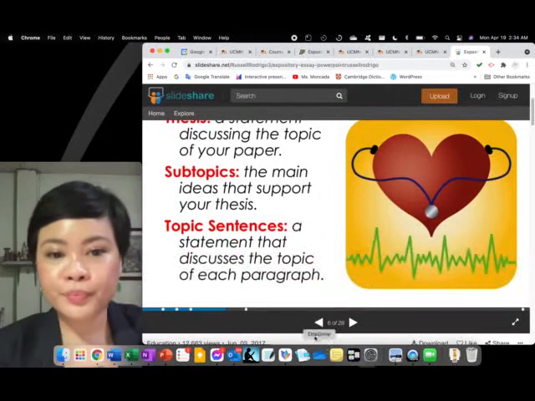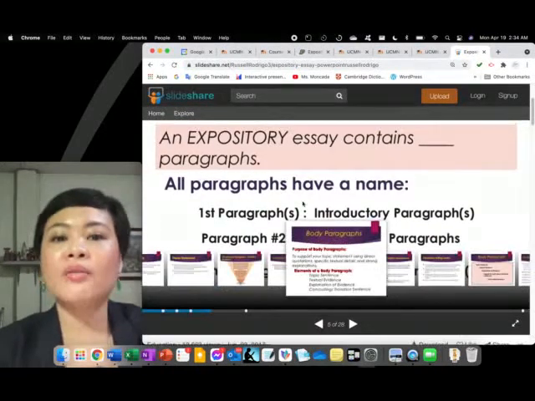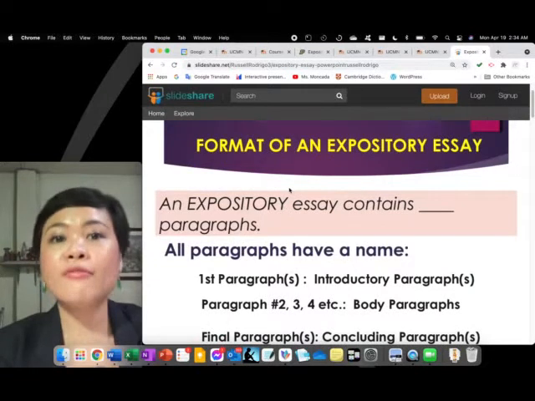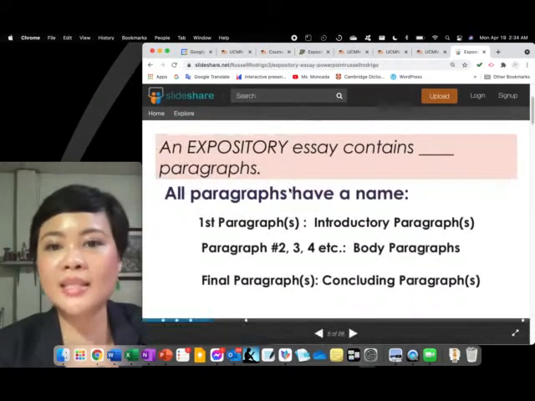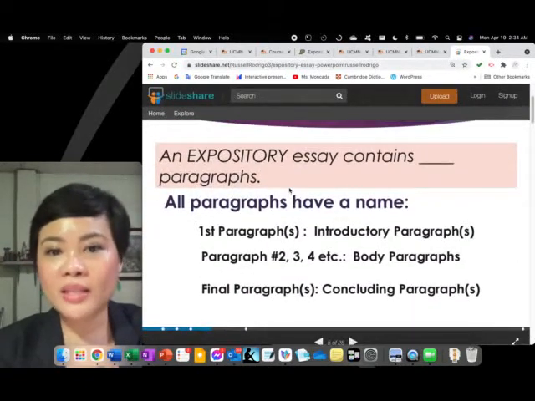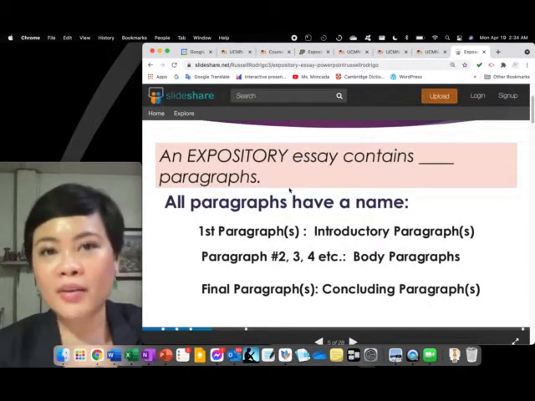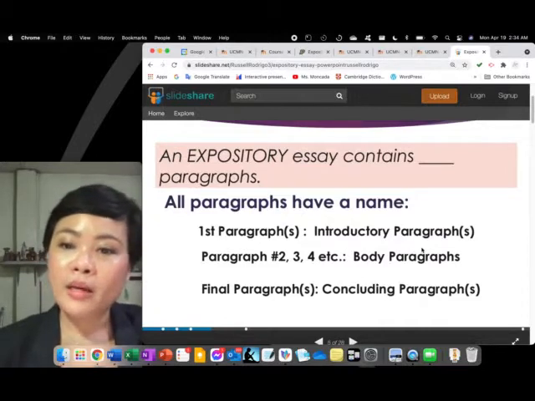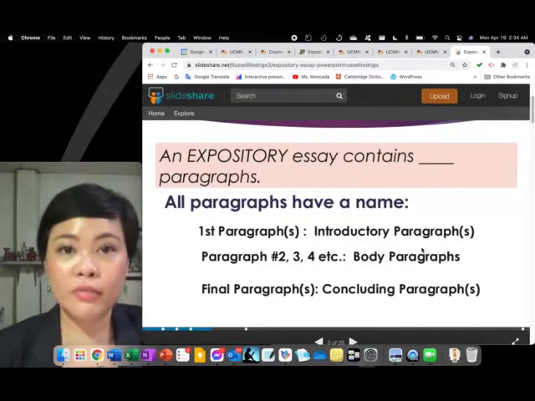So did we skip a page? All right, so this page is very important because this is about the format of an expository essay. It contains five paragraphs. The first paragraph is the introductory paragraph, and then the succeeding three paragraphs are called body paragraphs, and they support the first paragraph.